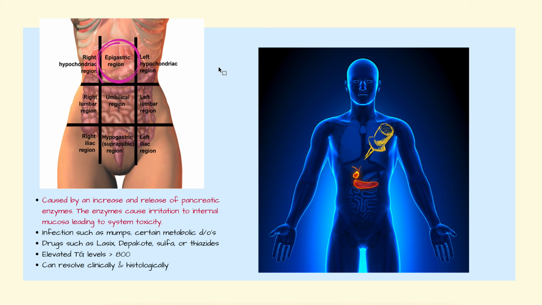Pancreatitis is caused by an increase in the release of pancreatic enzymes. The enzymes cause irritation to the internal mucosa, leading to some systemic toxicity. Infections such as mumps and certain metabolic disorders can cause pancreatitis. Drugs such as Lasix, Depakote, sulfa, or thiazides can cause pancreatitis. Of course, hint, hint, elevated triglyceride levels greater than, say, 500 to 800 will definitely set you up for pancreatitis. That's something that is commonly referred to on boards, the elevated triglyceride levels.